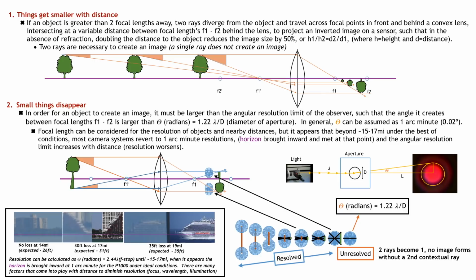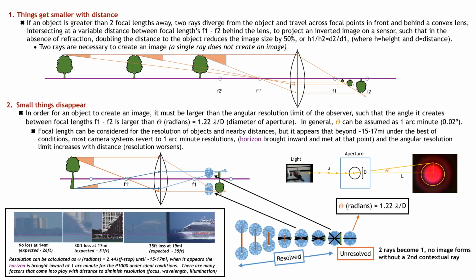the f-stop. Again, until about 15 to 17 miles, where it appears that the horizon is brought inward at 1 arc minute, at least for the P1000 under ideal conditions. And again, that is Red Pill Philosophy's footage, and I encourage you to watch part 4 of the video series that I put out in order to describe some of those images as they relate to angular resolution.